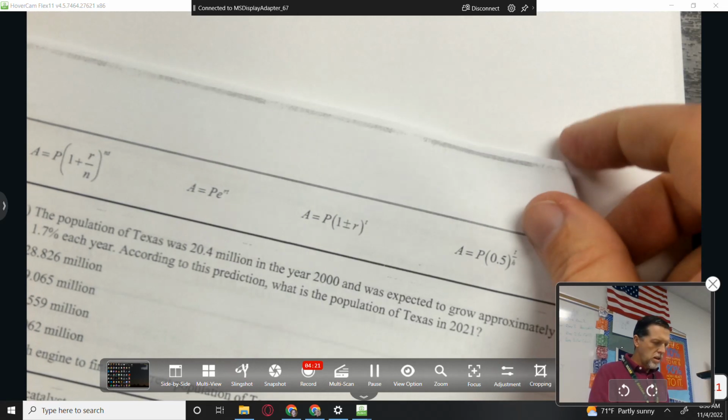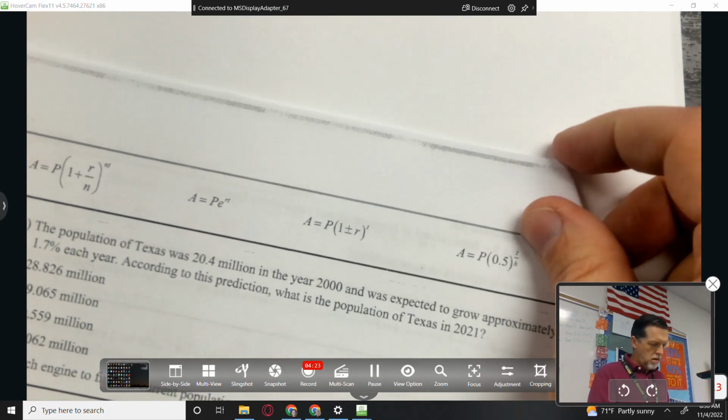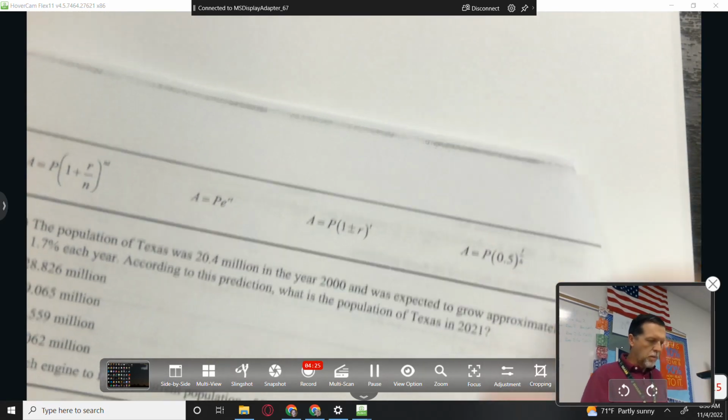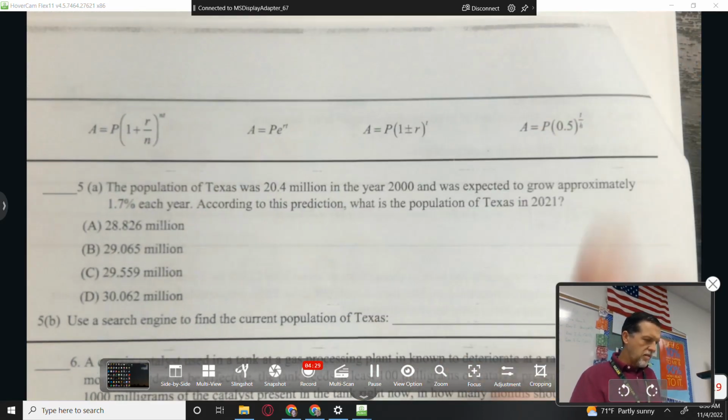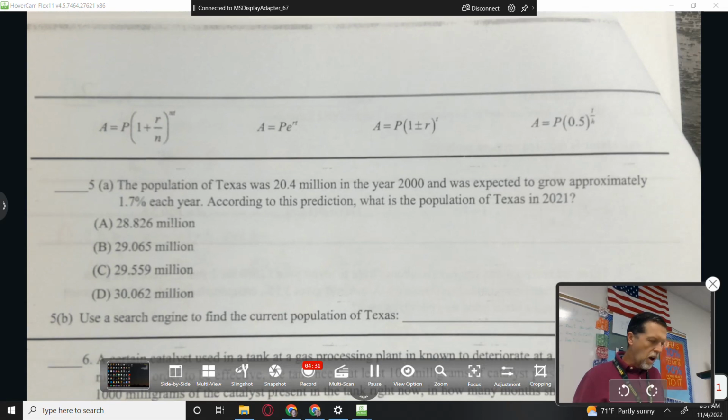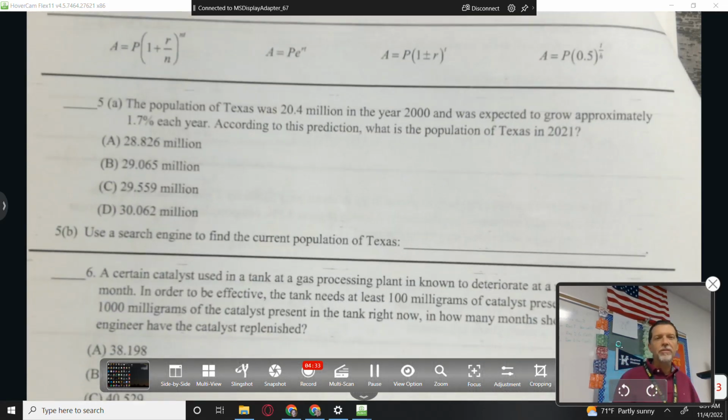Anything else from that worksheet? Number 5 or 8, either one. You can pick. Let's do 5 because I did 8 earlier and recorded it. So let's do 5.